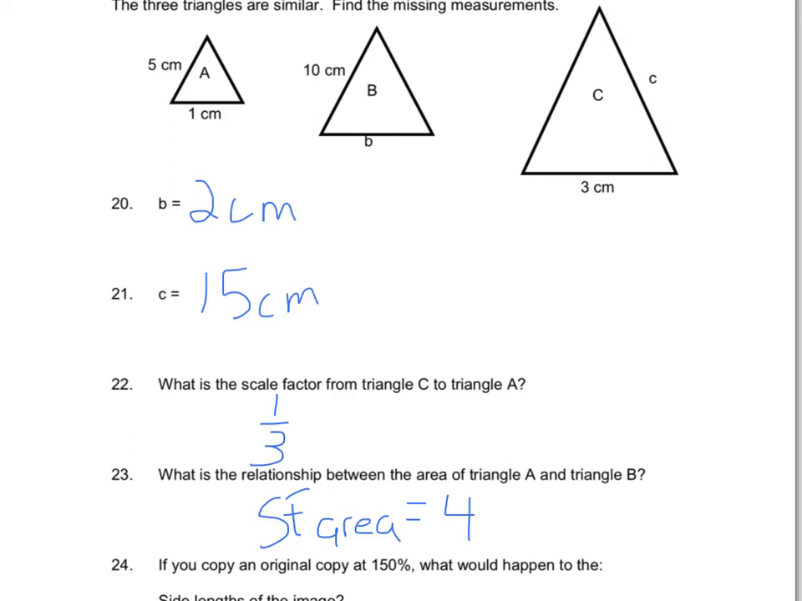Alright, for number 22, it's talking about what is the scale factor from triangle C to triangle A. So since we know in this direction the scale factor is 3, that means going back this way, it must be 1/3, 1 over 3. Number 23, what is the relationship between the area of triangle A and triangle B? Since the scale factor is 2, to find the scale factor for the area, we must square the 2. So that means that the scale factor area is going to equal 4.